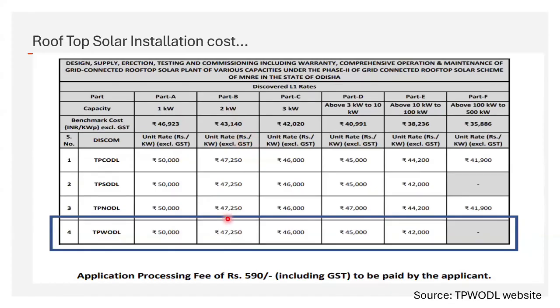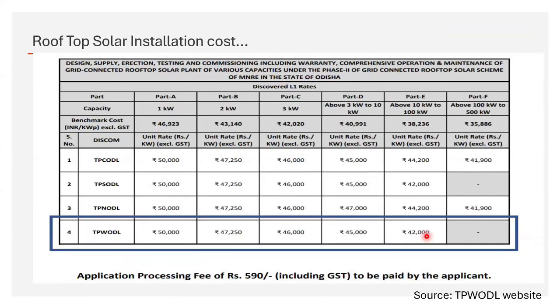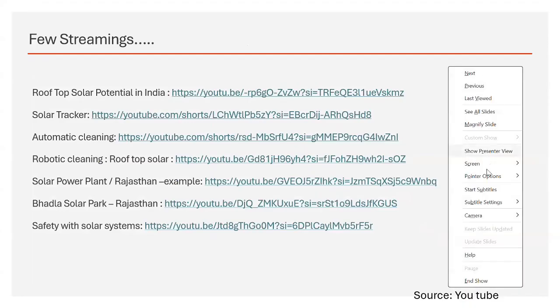So as we increase the system capacity, we can see the cost becomes more and more effective. So on this cost over and above, we will be getting the CFA subsidy depending upon the type of system. So with this, we are at almost the end of our presentation, and I have certain links from YouTube, and let us see a few of the successful solar installations in India.